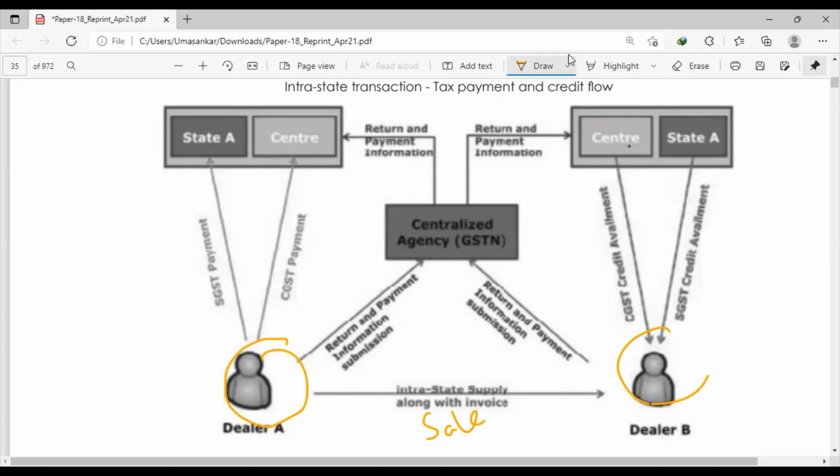Once he files the return and pays the GST amount, the central agency forwards the information to the respective state and the center. It also forwards it to the respective dealer who has done the purchase transaction, and it will give input tax credit to that dealer and reflect in GSTR-2A or 2B. Earlier 2A was there, right now only 2B is applicable.